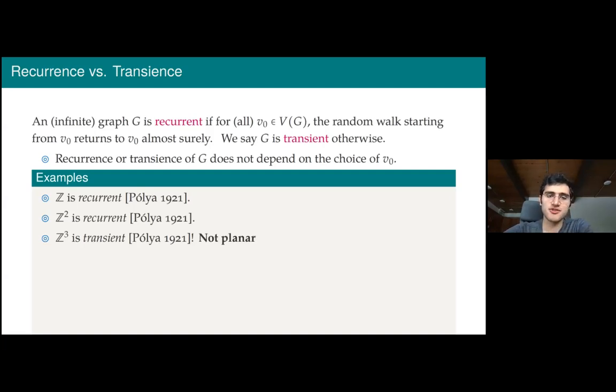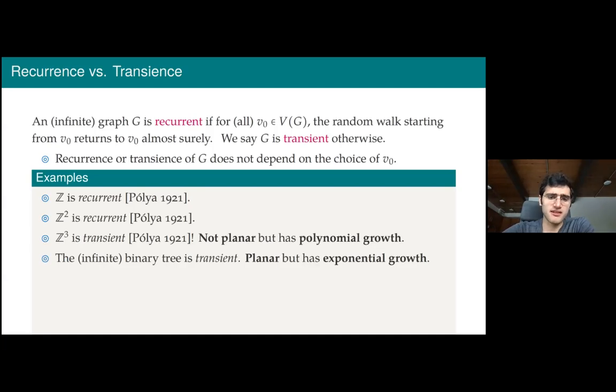So you might ask, does this have something to do with planarity? The answer is no, because the infinite binary tree is transient. But now you see there is also some other difference: the infinite binary tree has exponential volume growth, but the grids have polynomial growth. So you might ask, if you have both uniform polynomial growth and planarity, could your graph still be transient?